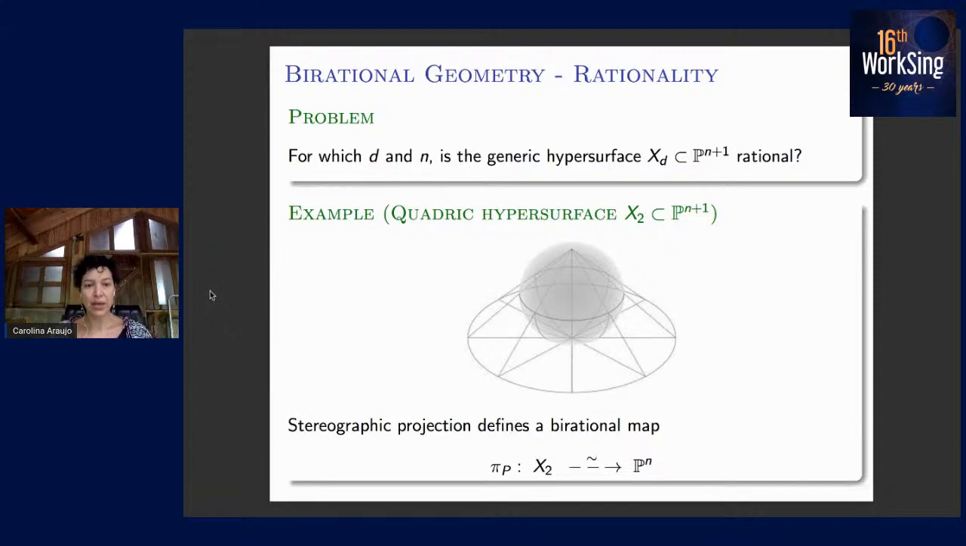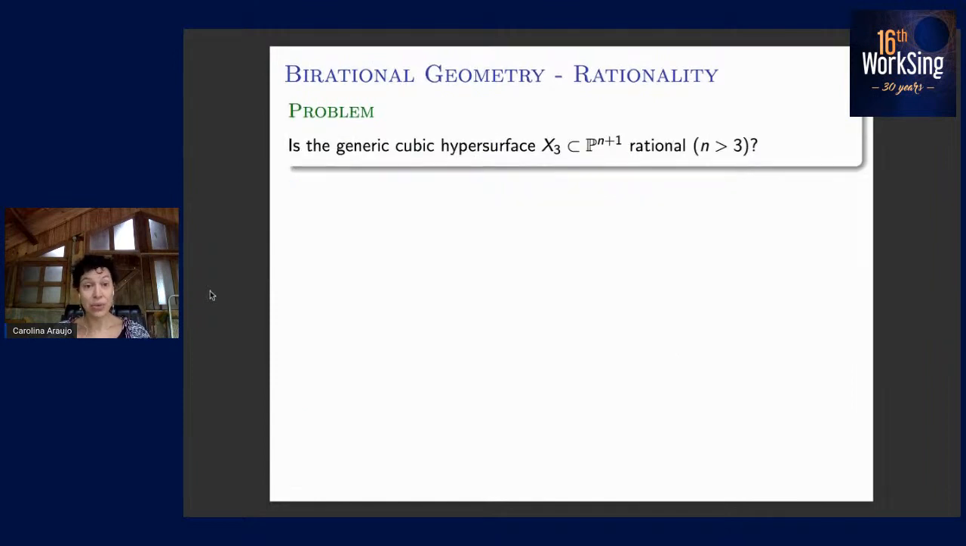In this case, we can perform a stereographic projection from a point, and it's easy to see that this defines a birational map between the quadratic hypersurface and P^n. But now for the next degree, d equals 3, the problem is already open for dimensions at least 4. A problem that has been drawing a lot of attention recently, but is still very much open, is: is the generic cubic hypersurface rational for n greater than 3?